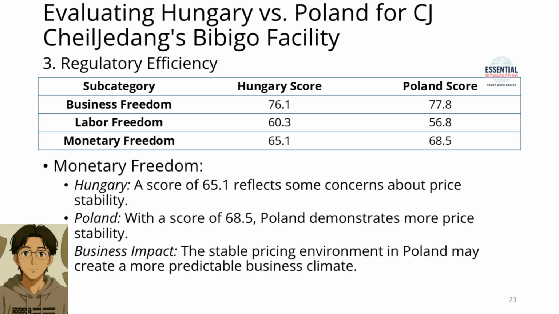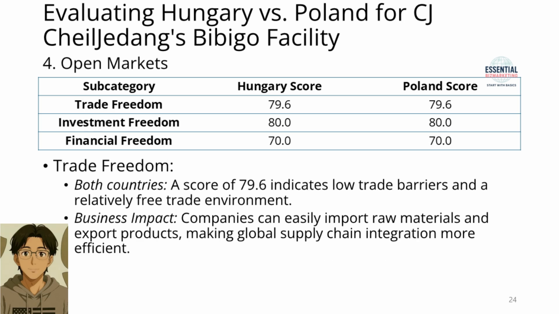In monetary freedom, Poland again had a slight edge. Poland scored 68.5 compared to Hungary's 65.1. This means Poland offers a more predictable pricing environment with greater price stability. Now let's compare market openness, beginning with trade freedom. Both Hungary and Poland scored 79.6, indicating low trade barriers and efficient access to international markets.